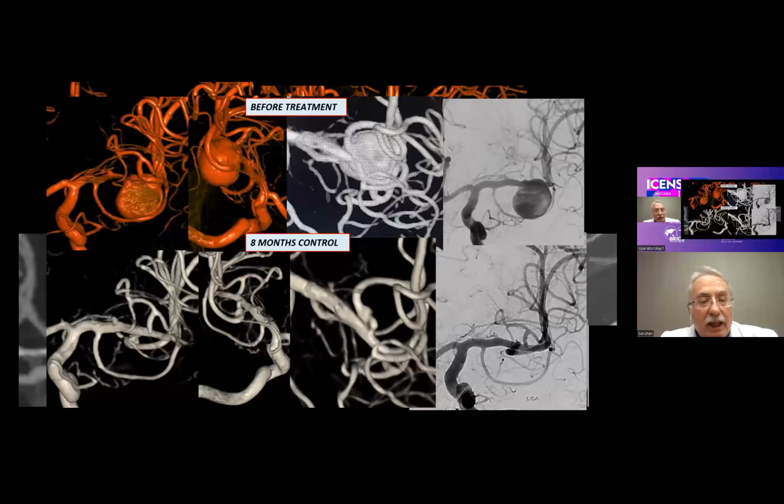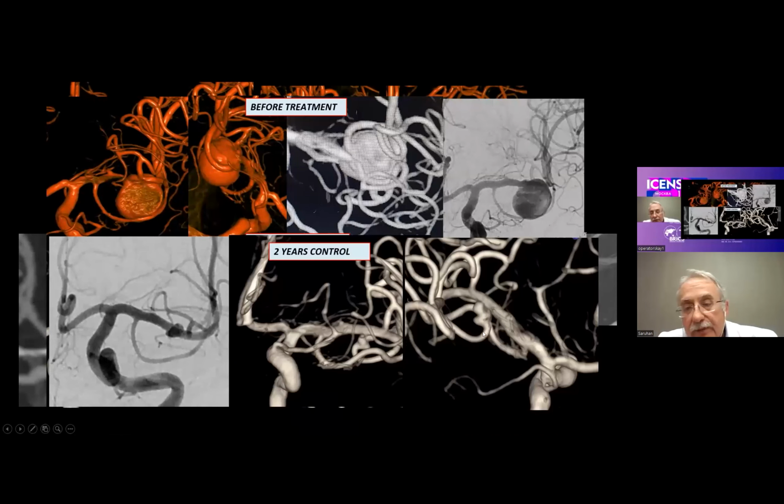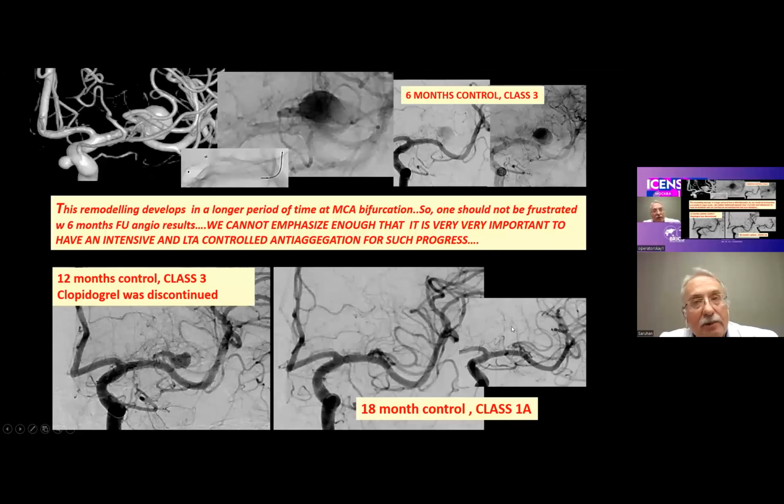And this is the 8 months. Okay, since it's the first control, we call it aneurysm remnant. And this is 2 years follow-up. So this is class 5 stable remodeling after a very simple treatment for such complex case. So this remodeling develops in a longer period of time. MCA bifurcation. So one should not be frustrated with 6 month follow-up results.